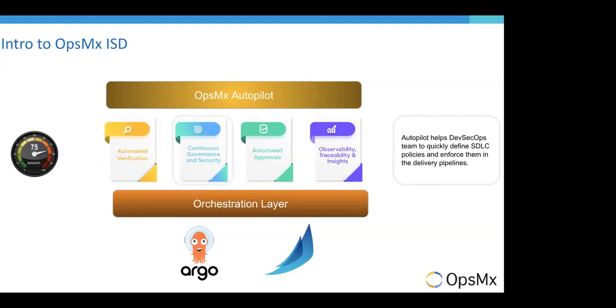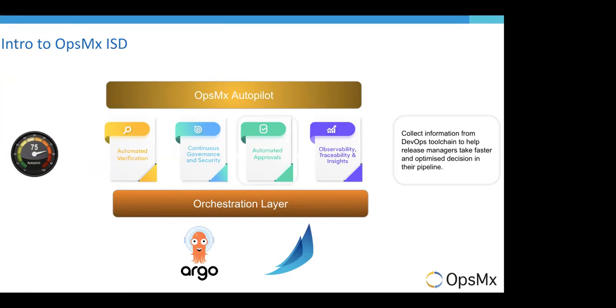Autopilot helps DevSecOps. You might have heard of this term; it's basically about security. It helps the DevSecOps team to quickly define SDLC policies and enforce them in the delivery pipelines.